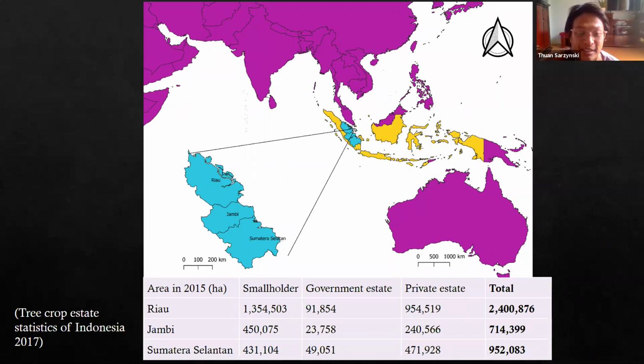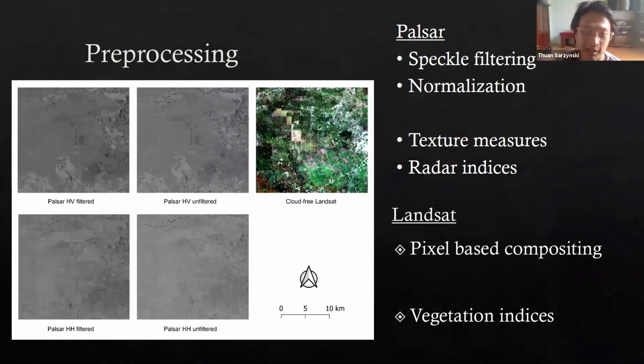Yeah, so we chose the 3 provinces in South Sumatra, in Indonesia, because they were the most covered by oil palm, like Riau and Jambi and South Sumatra. And then from this, we did some pre-processing. On the next slide, you can see the pre-processing we did on the imageries. So we use two kinds of imageries, Landsat and radar imageries.